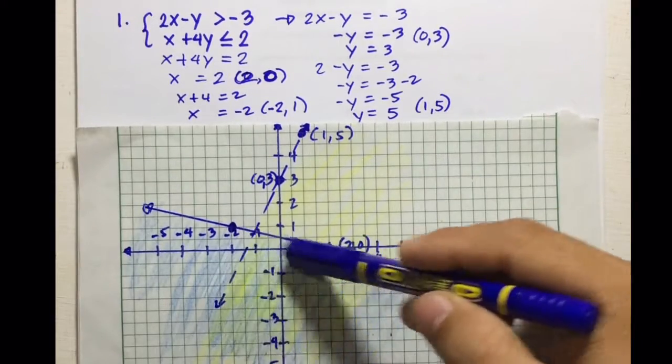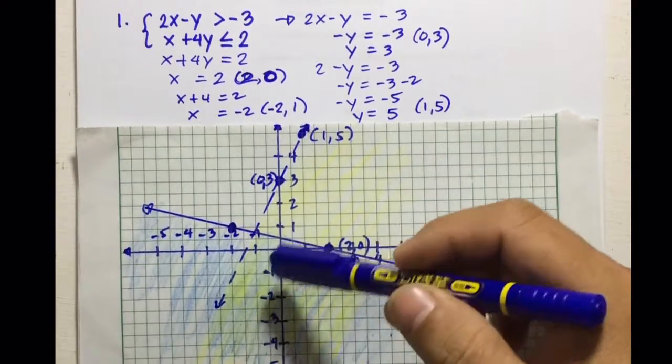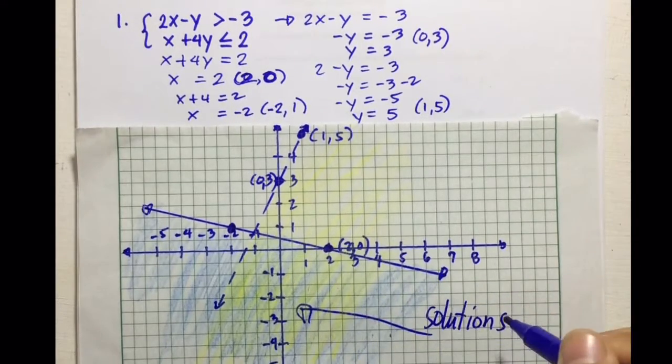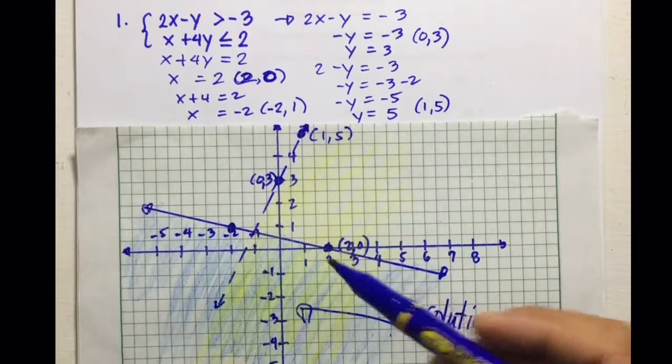This is the part where the two graphs overlap, meaning this part here are the solutions of the system of linear inequalities. So this part here.